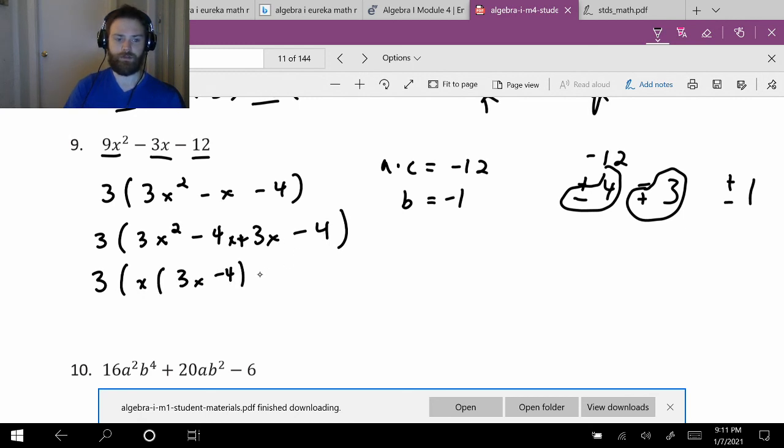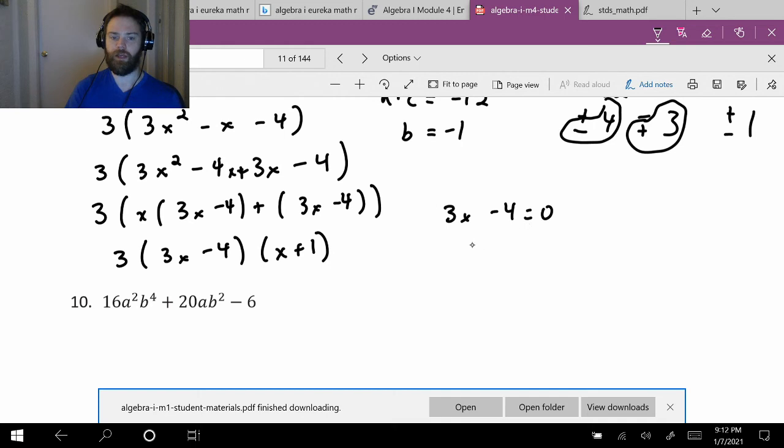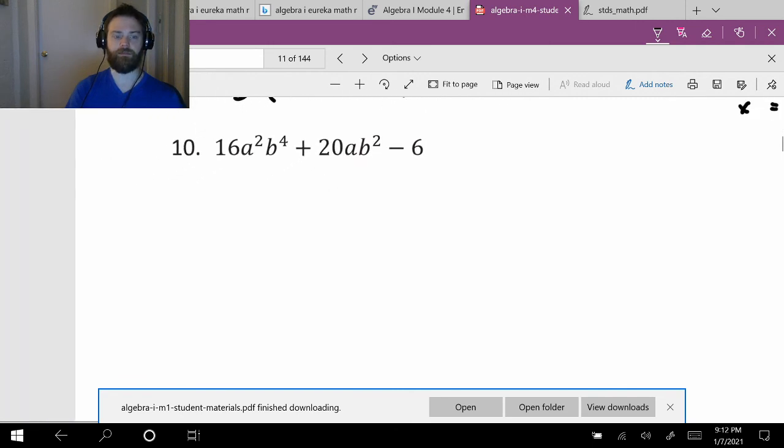And then these two terms factor out a 1. And then 3x minus 4 factors out. So 3x minus 4, x plus 1. And then my two zeros are 3x minus 4 equal to 0. Add 4. Divide by 3. Take the other one. X plus 1 equals 0. Subtract 1. -1.